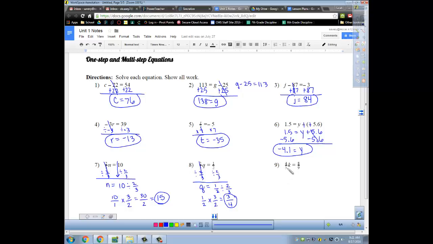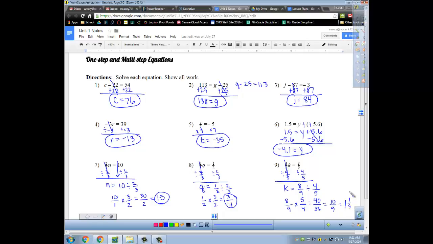Number 9, very similar to number 8, it says 4/5 times k, so I'm going to do the opposite and divide by 4/5. We get k equals, and again write it in the correct order. They have 8/9 first, then divide by 4/5. So keep the first fraction, change division to multiplication, flip the second fraction. When we multiply straight across, 8 times 5 is 40, 9 times 4 is 36. That can be reduced down to 10 over 9, which is also 1 and 1/9.